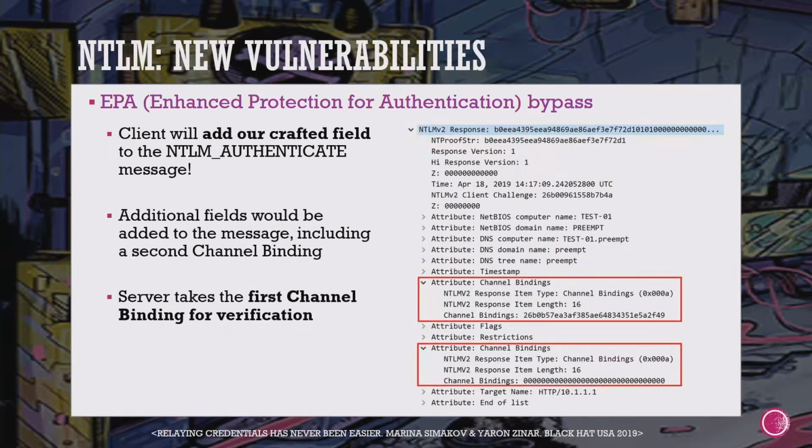Okay, so what the client would do is put our rogue channel binding field into the NTLM authenticate message. So we have a rogue channel binding inside the message signed using the user's password hash. In addition, the client would add an additional channel binding which would be set to all zeros.